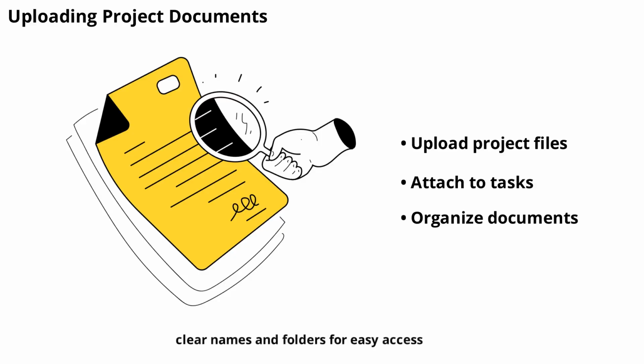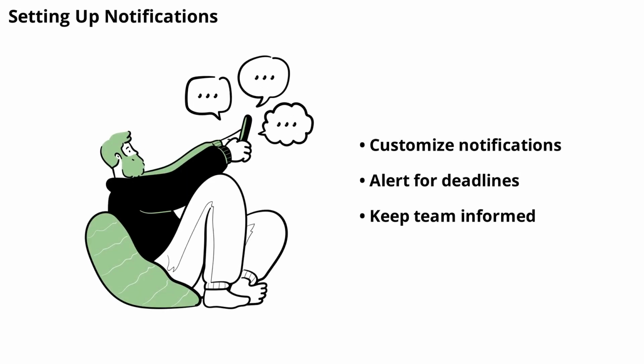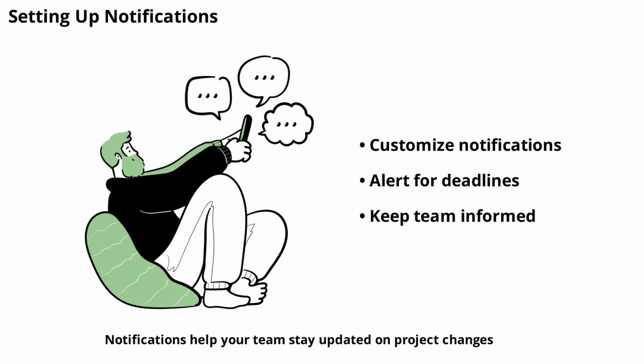Make sure to organize your files with clear names and folders for easy access. Notifications help your team stay updated on project changes. In your ATS, you can customize notification settings to alert team members about new tasks, approaching deadlines, or status updates. Decide which notifications are essential to avoid overwhelming your team with too many alerts. Well-configured notifications ensure everyone is informed and can respond quickly to changes, keeping your project running smoothly.